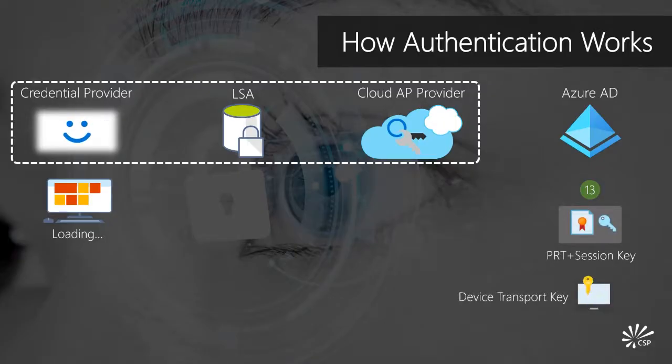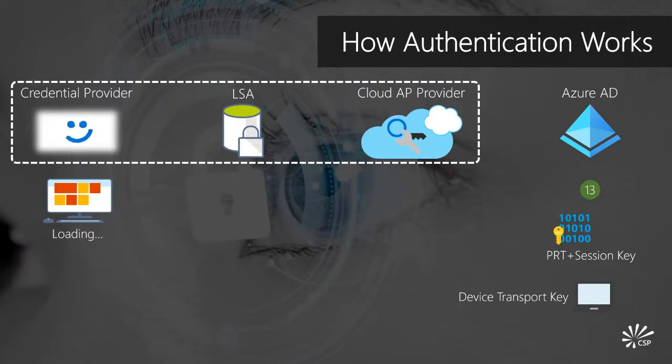So once that nonce signature is validated, Azure AD is going to generate a primary refresh token along with a session key. Remember that Windows Hello for Business contains device info for the registered device that generated the credential. That credential is tied to the device it was created on.